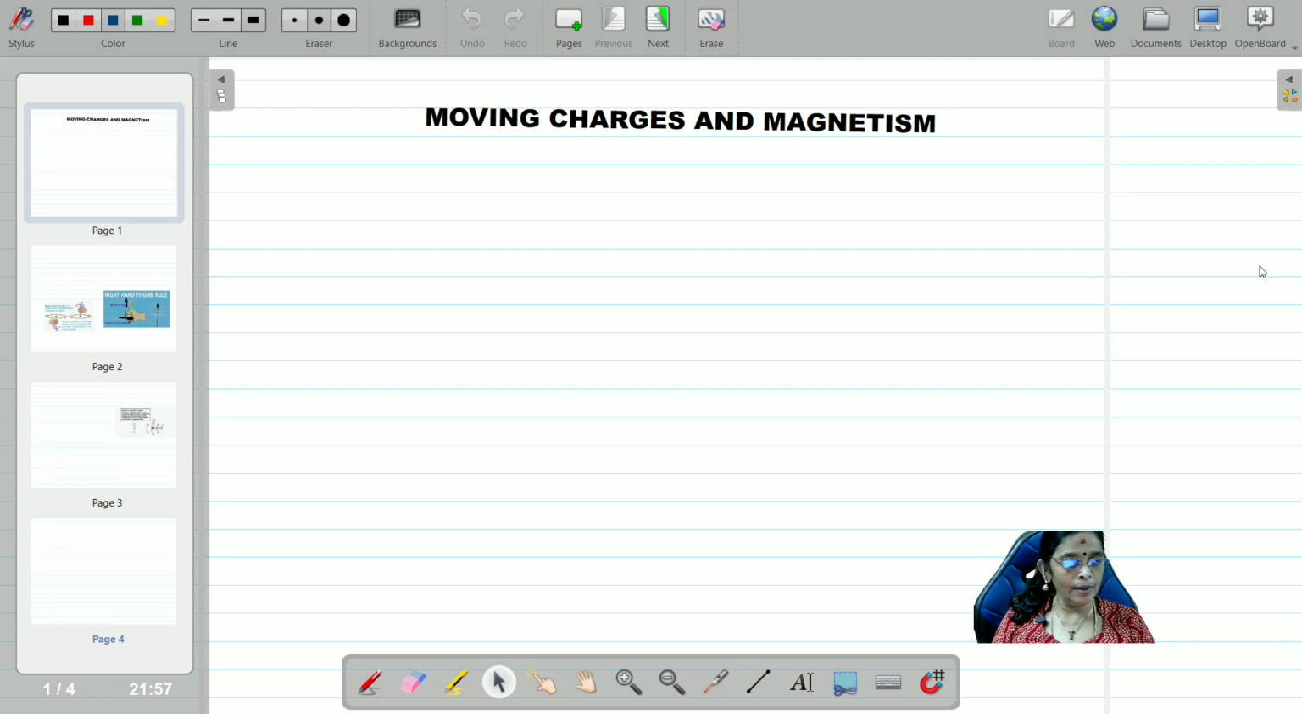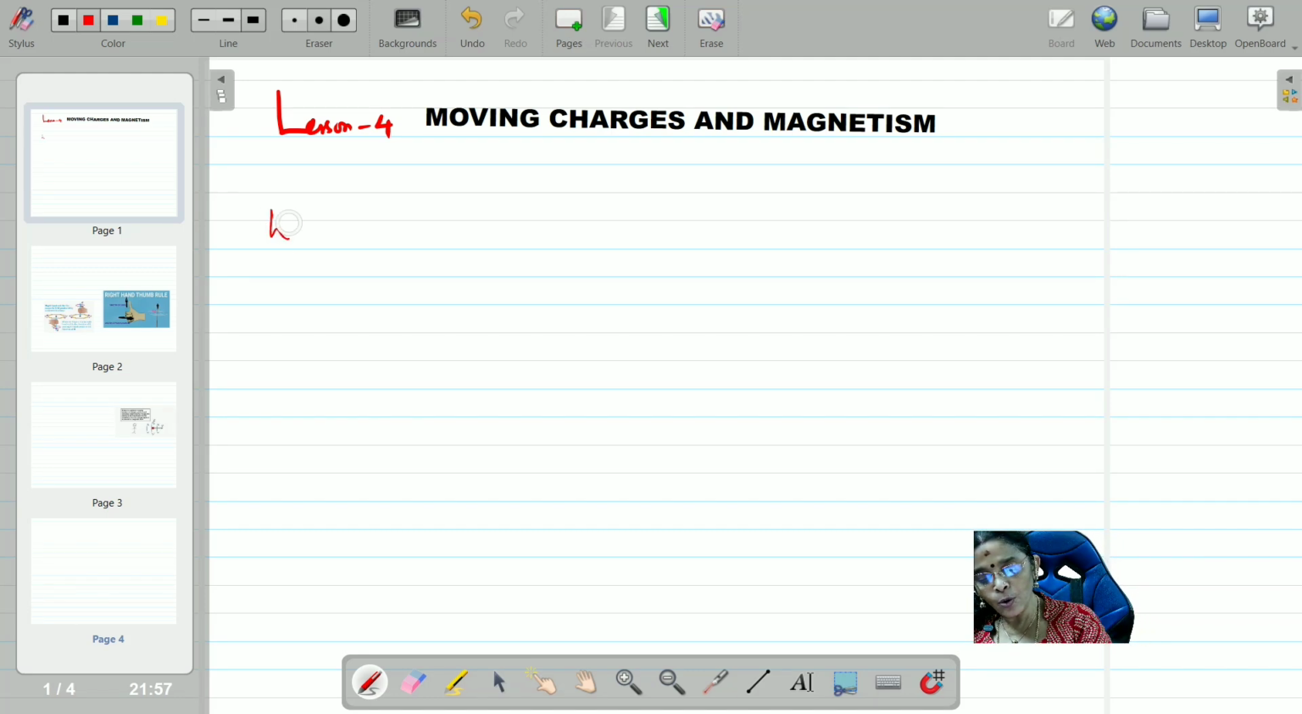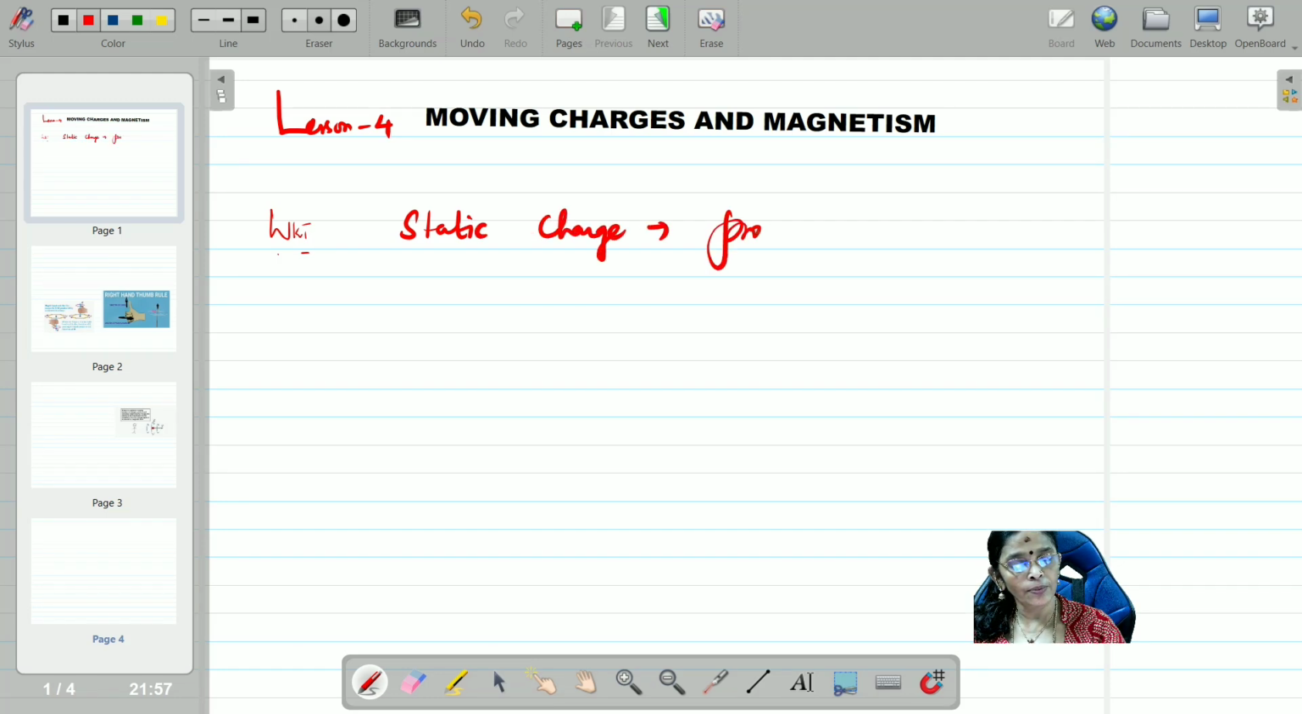But what we are going to learn now is lesson 4. What is lesson 4 all about? Lesson 4 is all about moving charges and magnetism. The lesson name implies that we are going to learn about moving charge. We know that stationary charge, that is static charge, produces what field? Static charge produces an electric field. That is what you have learned.